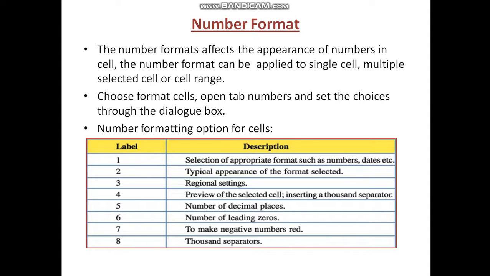When you want number formatting, like in your number in decimal points, we can use the number format options. For that, go to the format bar, format cells, and choose the tab numbers and then number format. There are different types of levels available. First of all, 1 for selection of appropriate formats such as numbers, dates, etc. 2 for typical appearance of the format selected. 3rd for regional settings. 4th for preview of the selected cells and inserting 1,000 separators. 5th for number of decimal places. 6th for number of leading zeros. 7th to make negative numbers red, or 8, 1,000 separators.